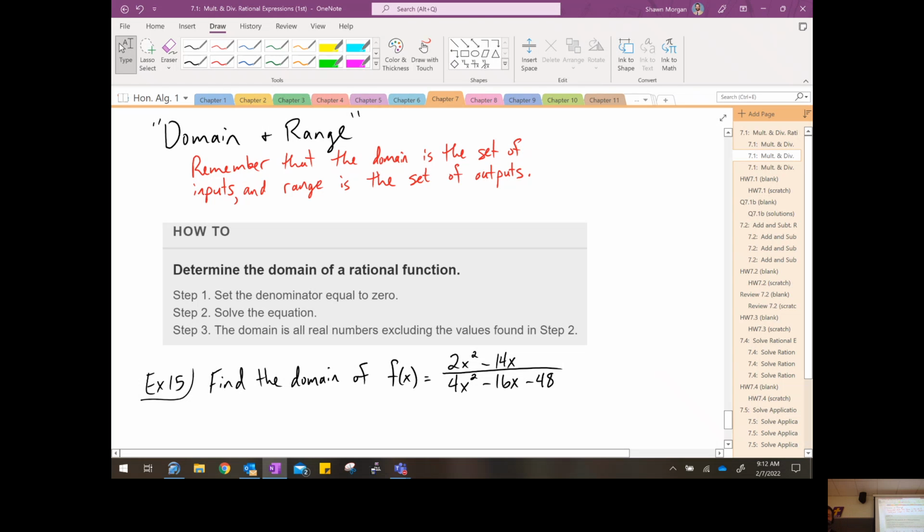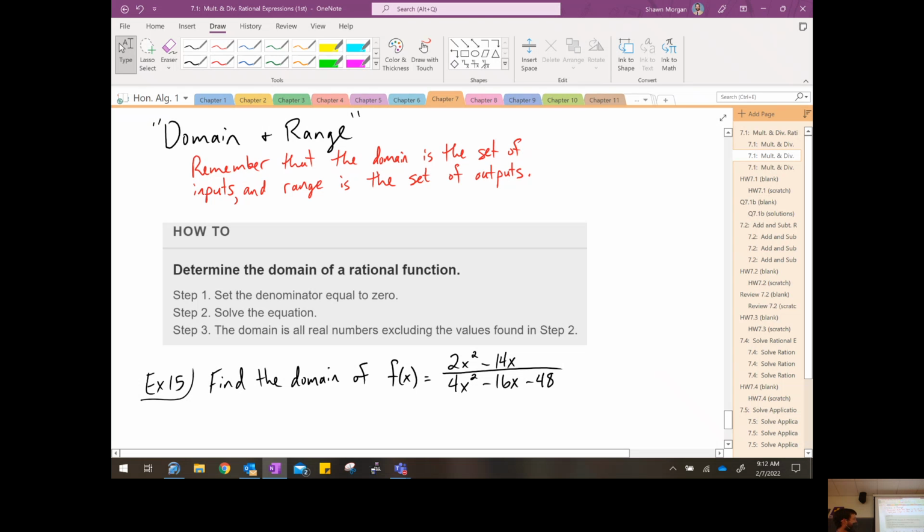And remember, I say that the domain's a set of inputs. What letter does that usually pertain to? X. And then the range would be our set of outputs. What letter does that usually pertain to? Okay, so inputs are usually X, outputs usually Y. So domain is a set of X values, range is a set of Y values.